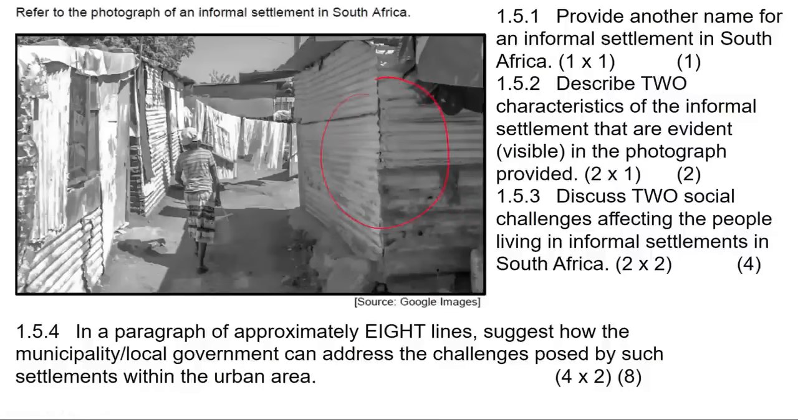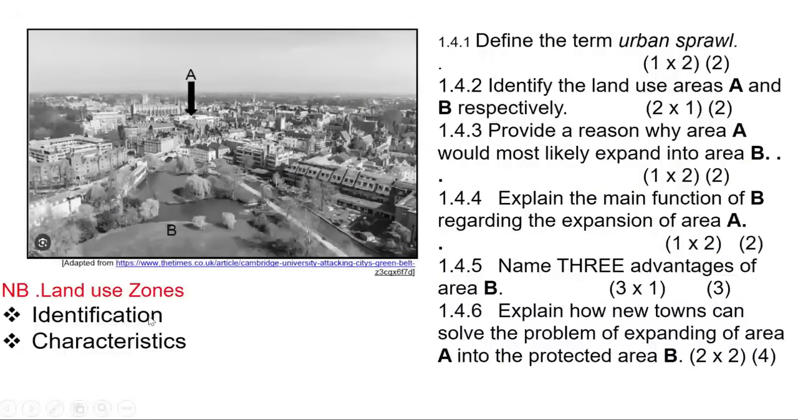Now, when you're looking at this one, another name, describe two characteristics of the informal settlement that are evident. So you can see no proper infrastructure, no proper houses or building materials. What do you see here? No roads. You cannot see power lines there. So these are the challenges that you can see. This is an open-ended question. Everybody should get 2 out of 2 here. Social challenges, everybody should get 2 out of 2 or 6 out of 6 or whatever. The marks will be allocated here. And in the lines, suggest how the municipality or government can address the challenge, how to help the people that are living in informal settlements. So this one is also correct.